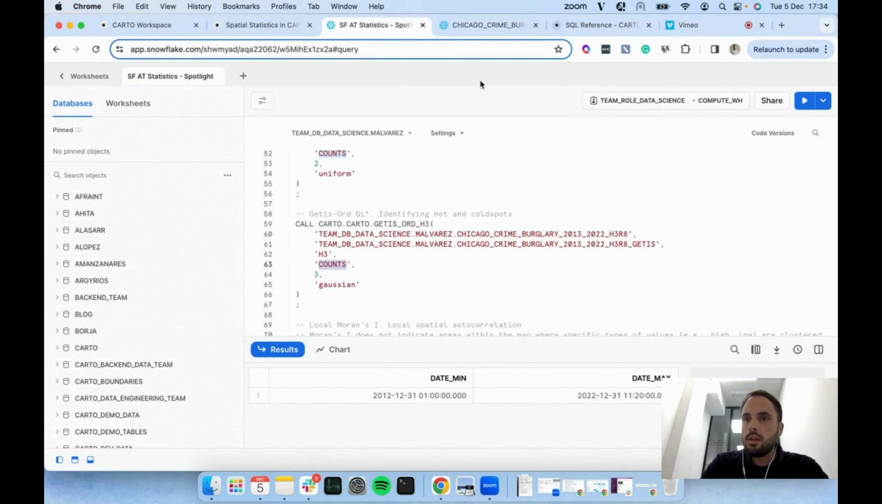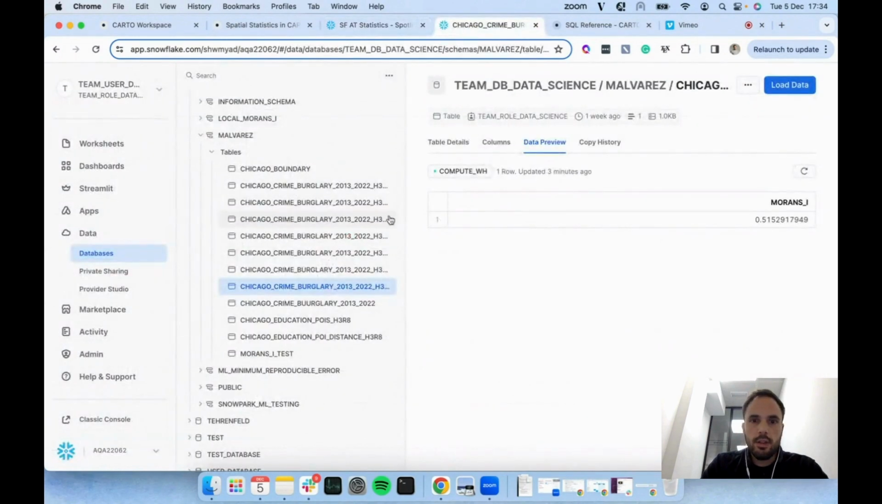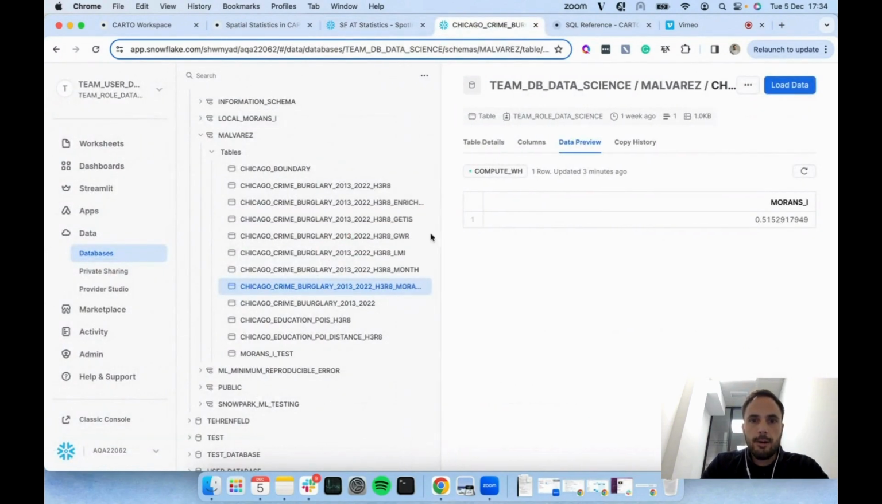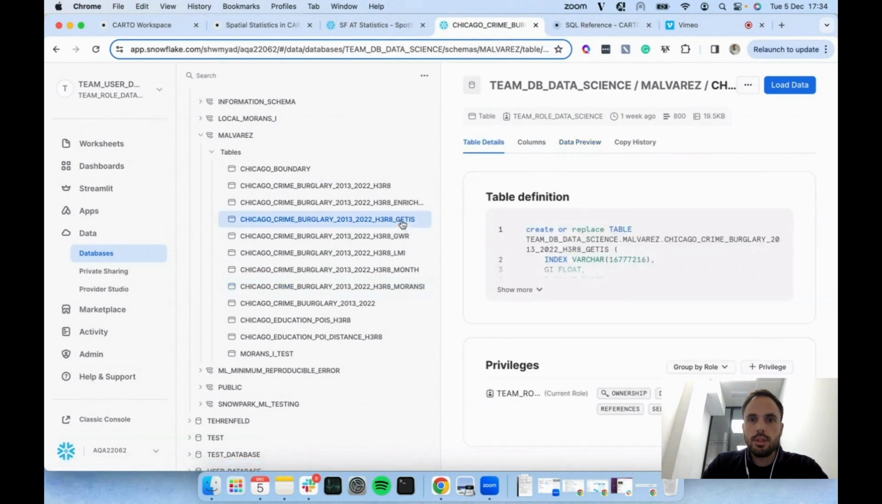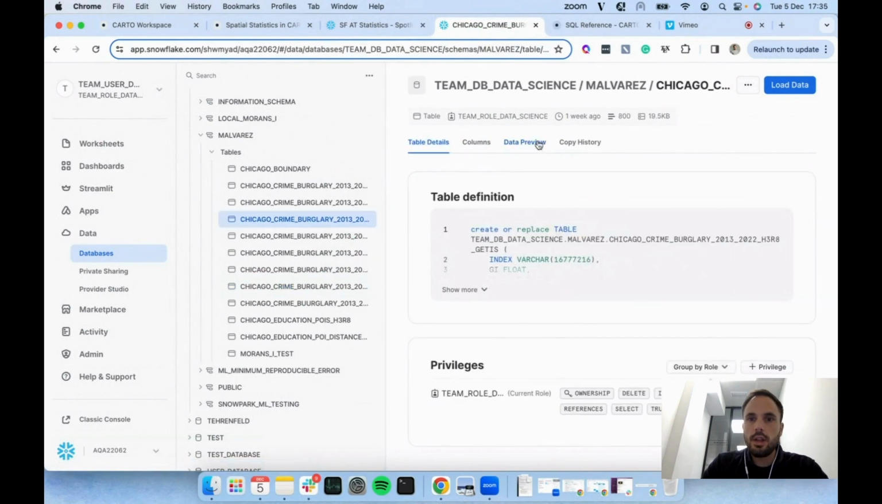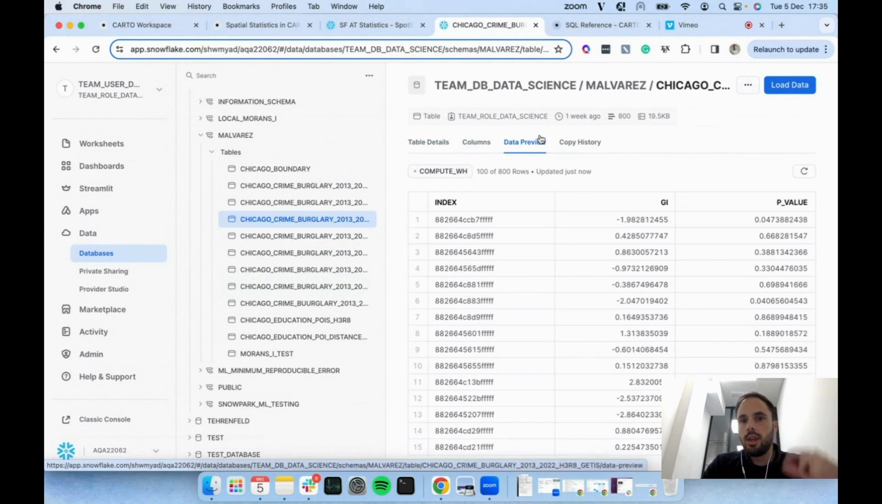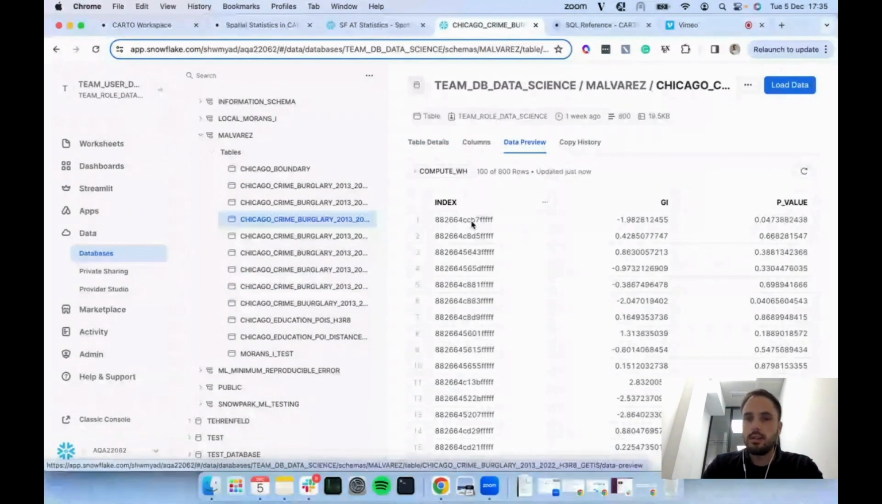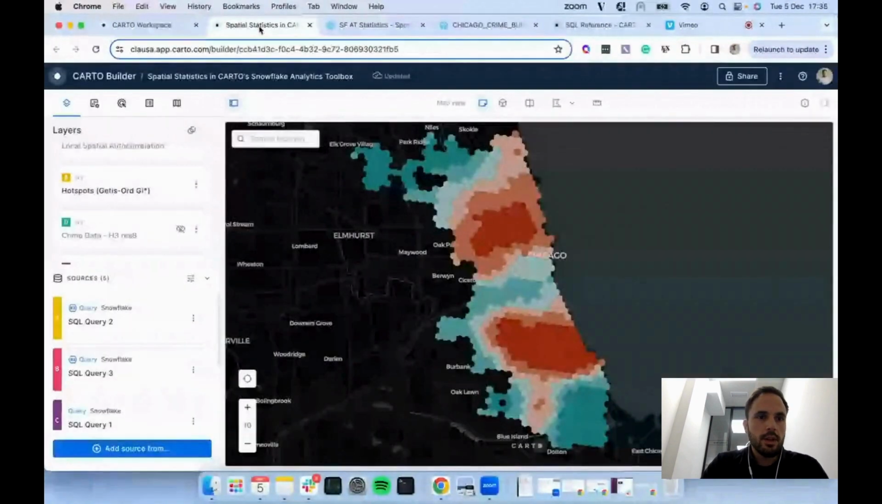And we want to take a look at the resulting table that we get, which is this one. As you can see, for every H3 cell we get the Gi or Gi star, which is the name of this statistic that is generated. And most importantly, since this is a z-score, we get a p-value. And what is this p-value offering us?